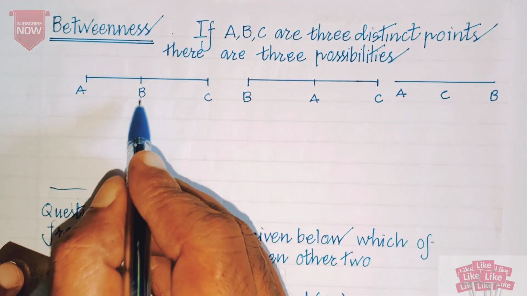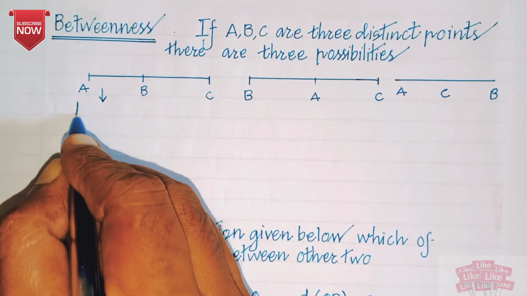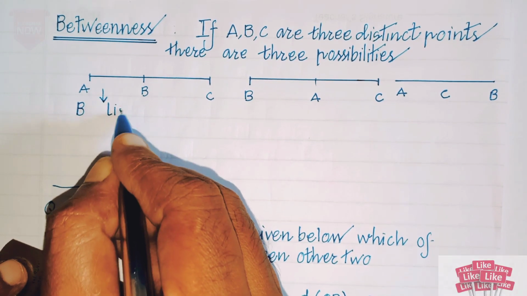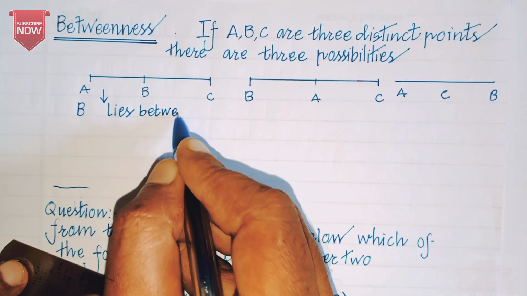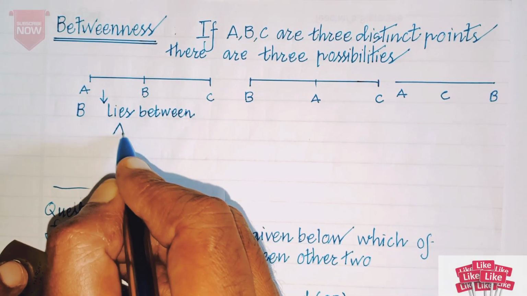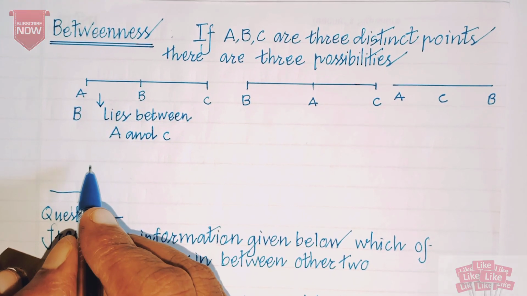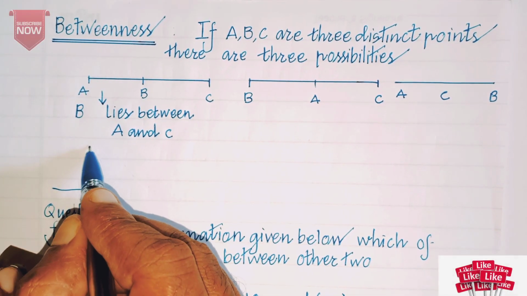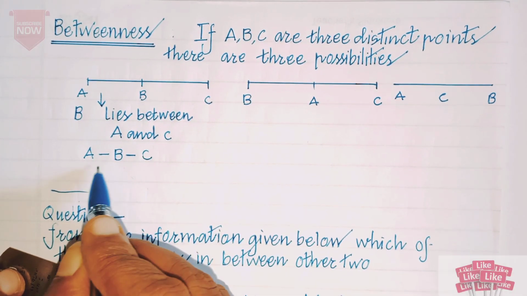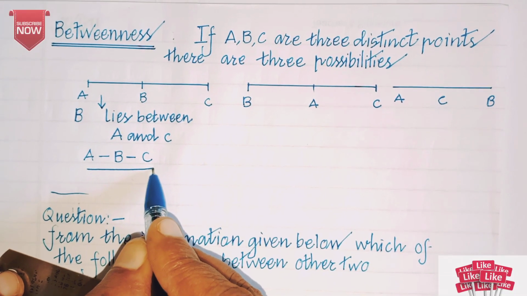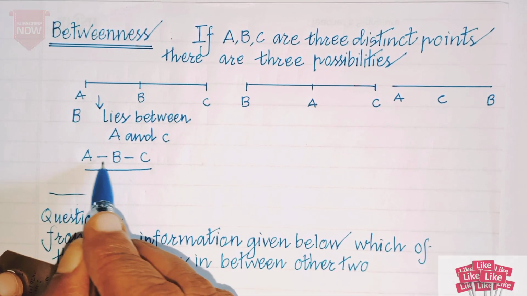Now in this, B lies between A and C. So we can write here A, B and C. This is the symbol of betweenness: A, B, C. It is the symbol of betweenness.